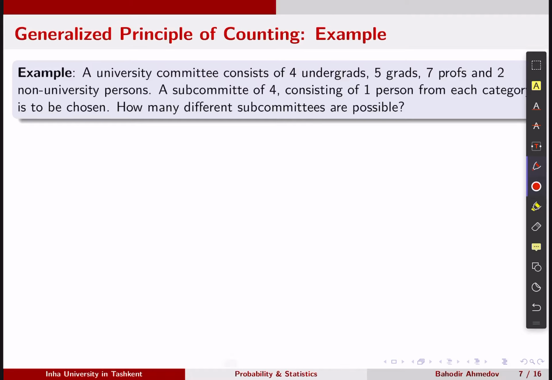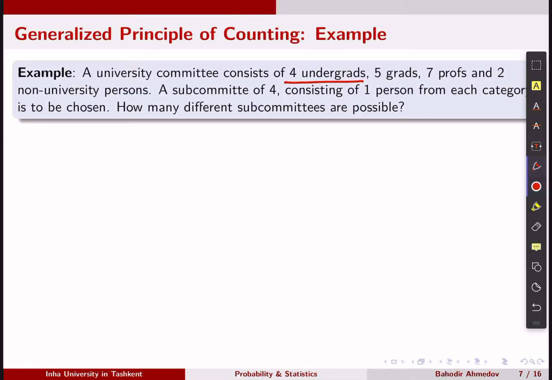So a university committee consists of 4 undergraduate students, 5 graduate students, 7 professors, and 2 non-university persons. A subcommittee of 4 consisting of 1 person from each category is going to be chosen. So how many different subcommittees are possible to do?